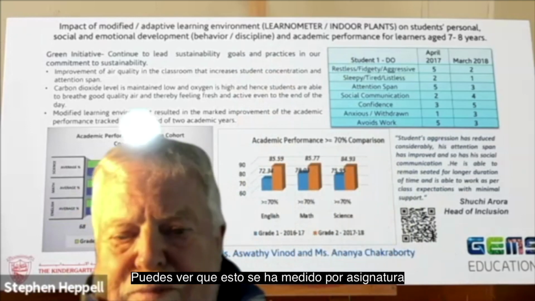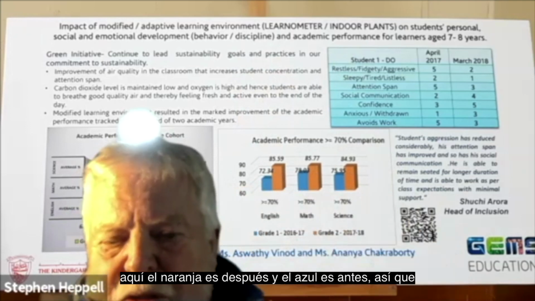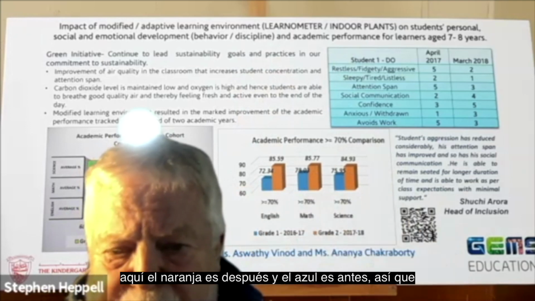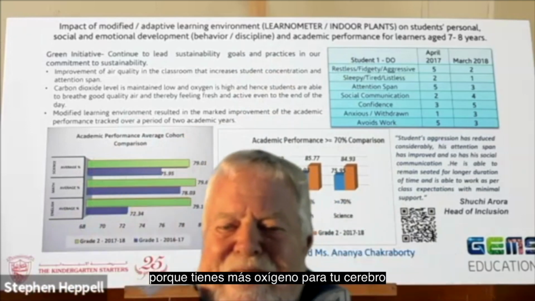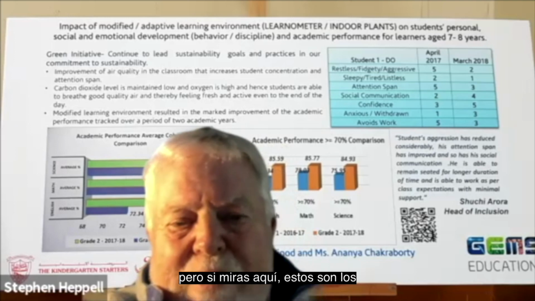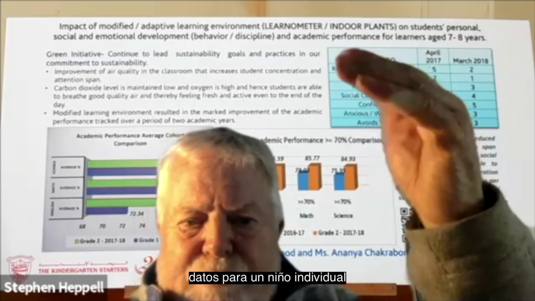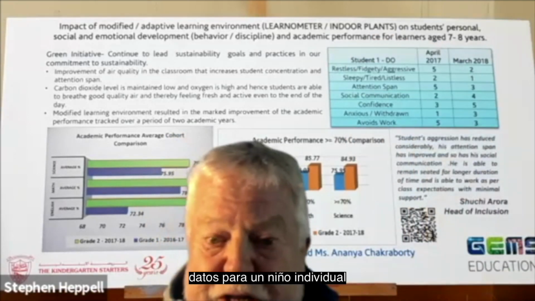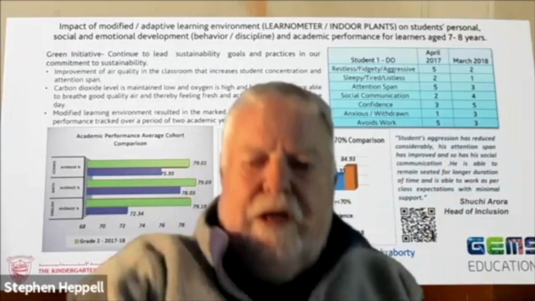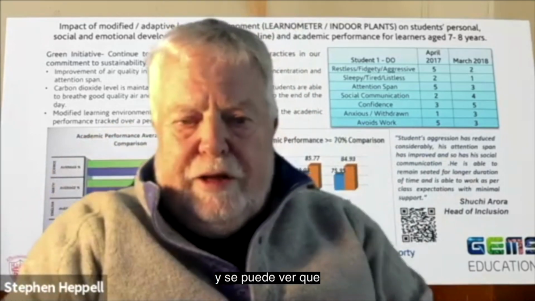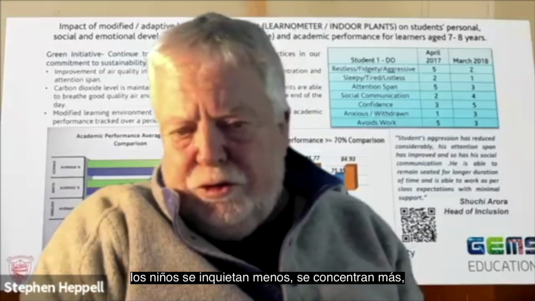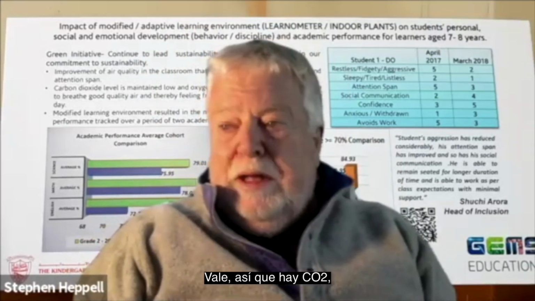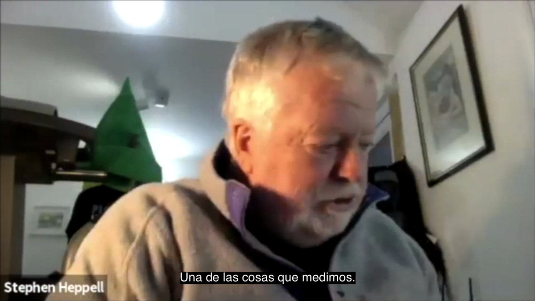You can see this is by subject here. The orange is after, the blue is before. So academic performance got better, of course, because you have more oxygen for your brain. But if you look up here, this is the data for an individual child, and you can see, I think, there that the impact on individual children, they fidget less, they concentrate more. Everything got better. So there's CO2, and that's one of the things we measure.